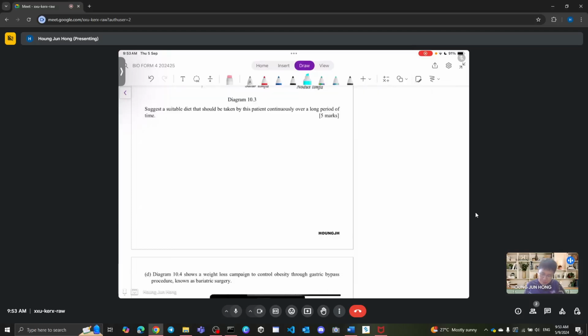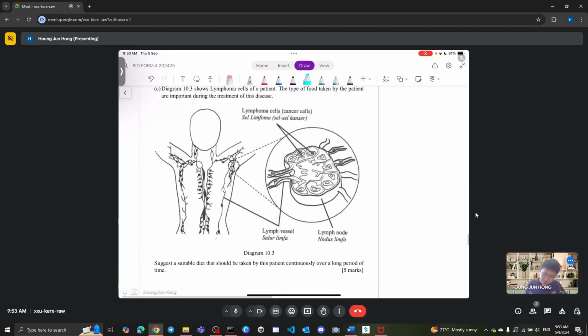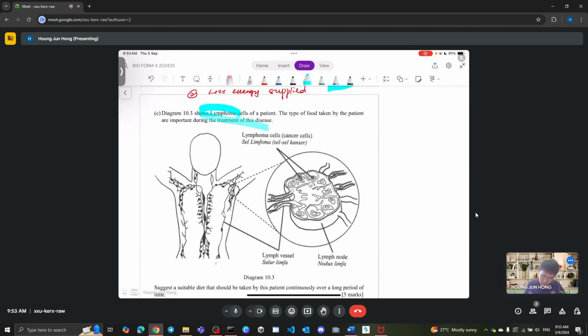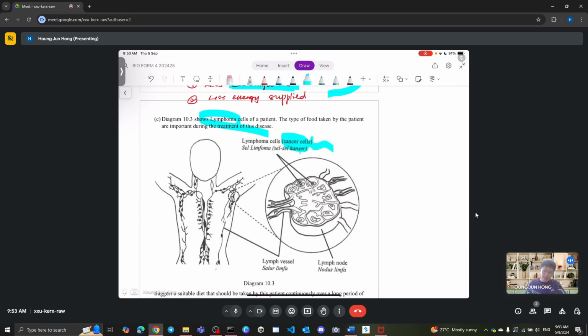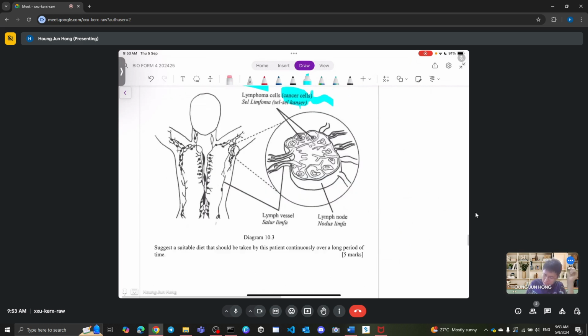Okay, let's look at the next question. This is about a cancer patient. Is it a cancer? Wait, lymphoma. Supposed to be cancer actually. Yeah, but anyway, this you see, cancer cell. This is a cancer. So now, when you're treating a cancer, they ask you, what is the diet?